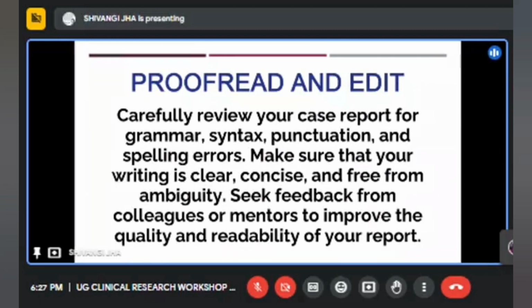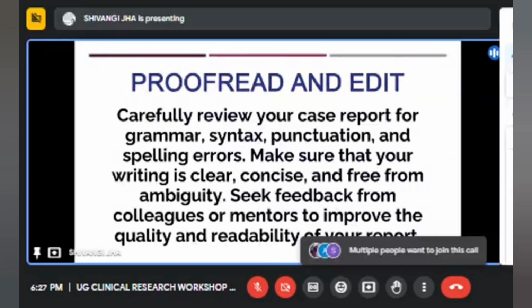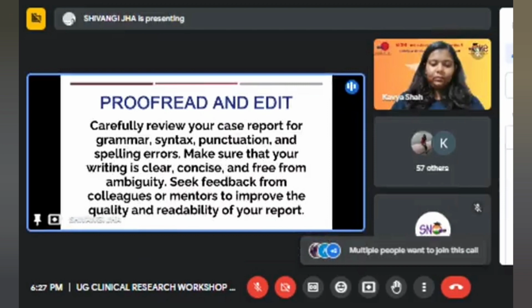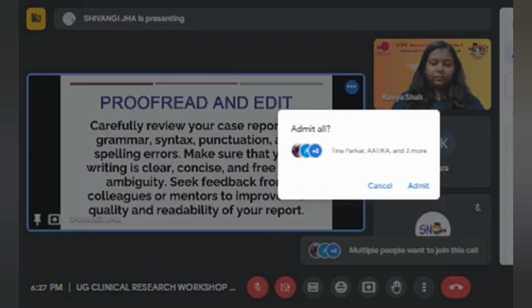Make sure that you are writing it clear, concise, and free from ambiguity. Seek feedback from colleagues or mentors to improve the quality and readability of your report. So there is no harm in getting your colleagues or mentors involved in this and learning from them.